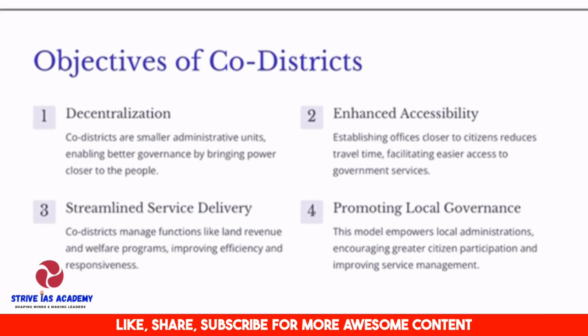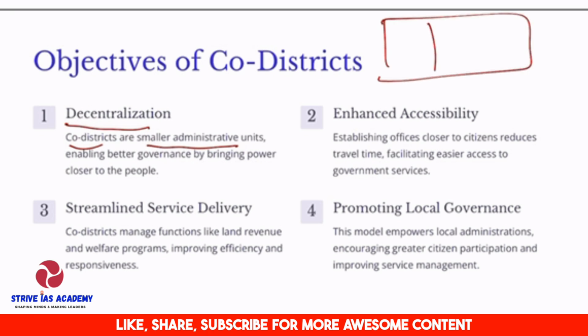It will be very good for decentralization. The co-district will create smaller administrative units. As I told you previously, the district will be divided into co-districts. So a person who is living very far from the district headquarters will only have to go to the co-district commissioner, and he doesn't have to go to the district headquarters. That will save his monetary as well as time resources. So this will be a very good step for decentralization of governance.